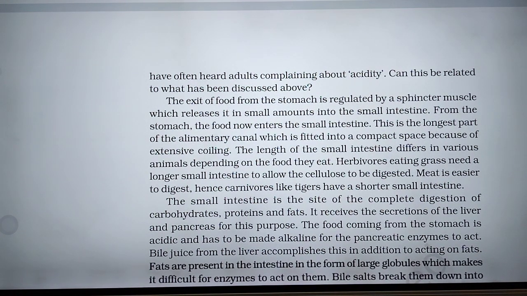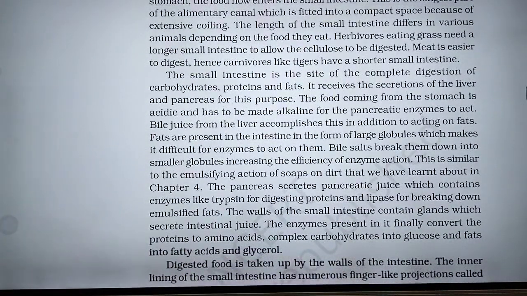The exit of food from the stomach is regulated by sphincter muscles, which release it in small amounts into the small intestine. It means that after the stomach, the food goes with the help of a sphincter muscle into the small intestine. This is the longest part of the alimentary canal.